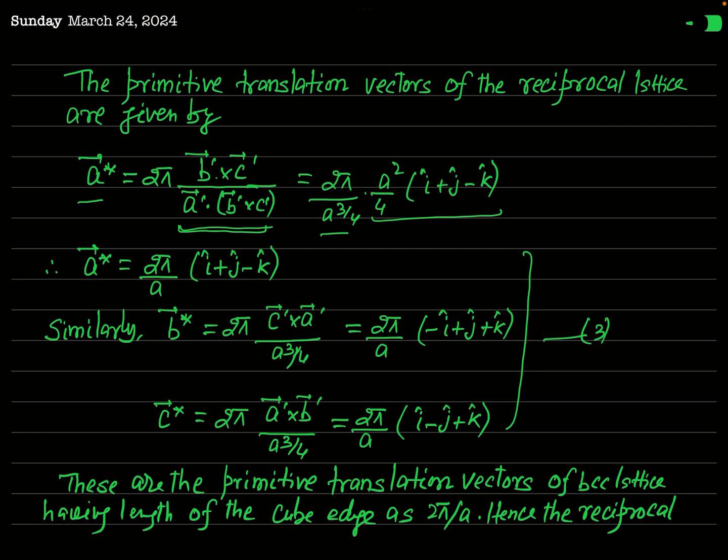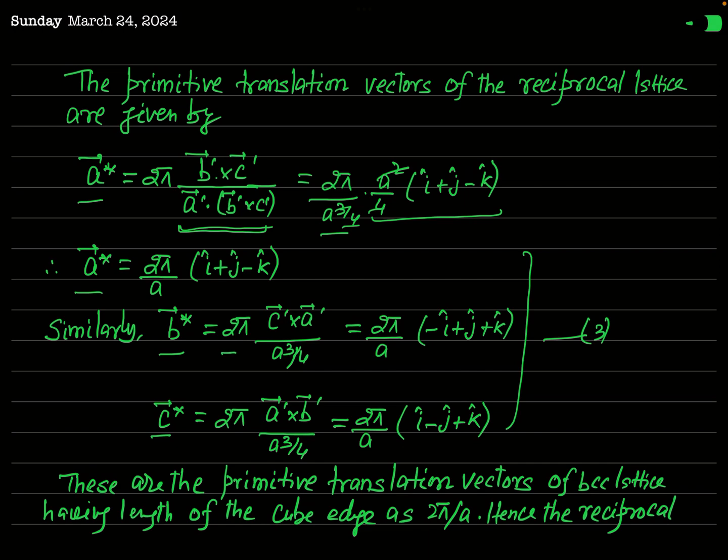Okay. And now simplify it. You can see that this 4 and this 4 will cancel out, A square will cancel out, and our result is A star equal to 2 pi over A times I plus J minus K. Okay. Now in the similar manner, we can find the other two primitive translation vectors of the reciprocal lattice, and these are B star and C star. Using their proper definition, you can easily obtain it.